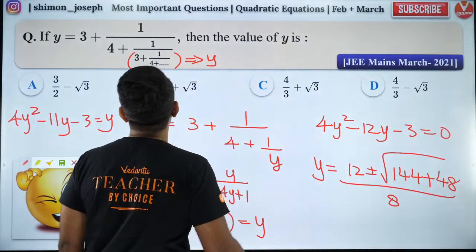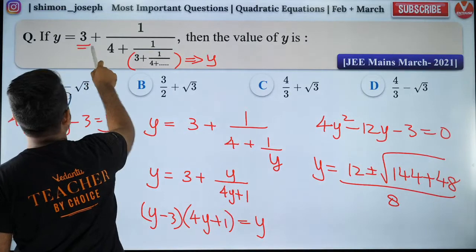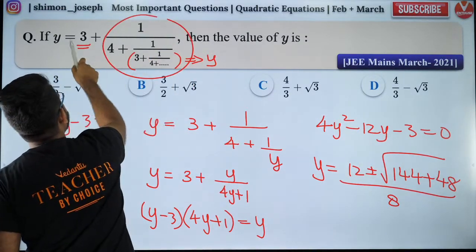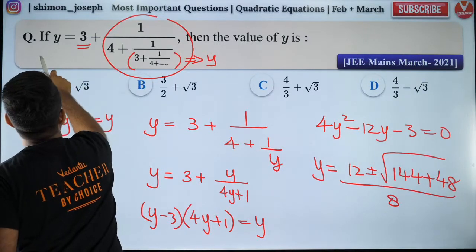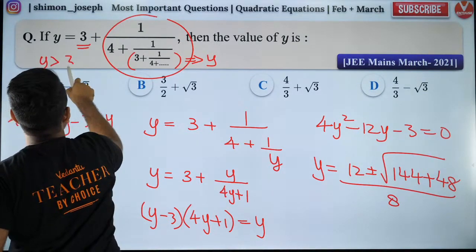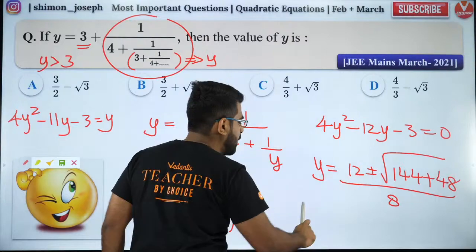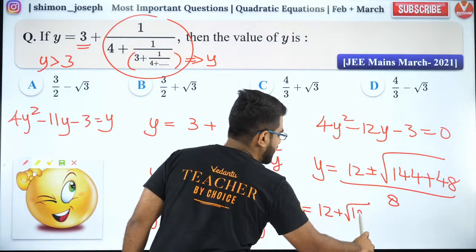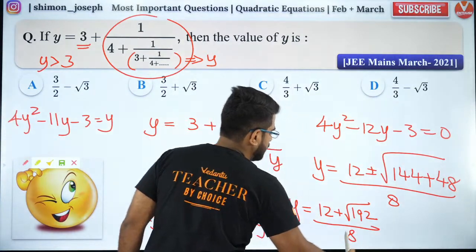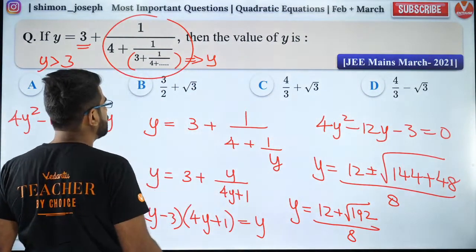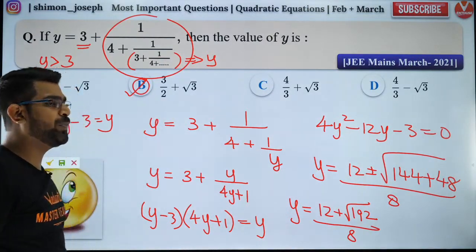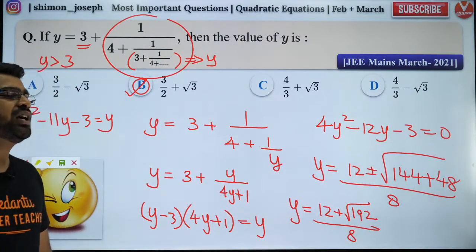So guys, we all know y is 3 plus something positive. This is a positive quantity. So y is 3 plus something. That means y is greater than 3. So I cannot take the negative number. I have to take positive. So it will be 12 plus root of 192 by 8. So that is my answer. I think that should be option B if I am not wrong. Is that correct, people? So the answer is B.